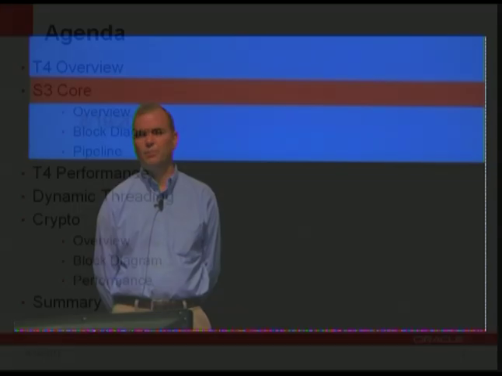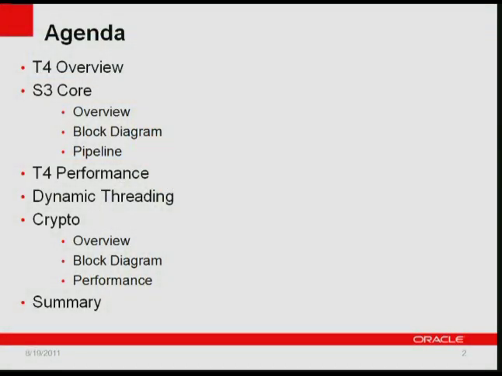As for the agenda for today's talk, I will be giving a general overview of the T4 processor, and then I'm going to be talking about T4's core, which we call S3, and then I will be talking about the relative performance of T4 versus T3. Paul Jordan will discuss how we did dynamic threading on the S3 core. He will discuss S3's crypto, and finally, Paul is going to wrap up with a summary of the T4 processor.